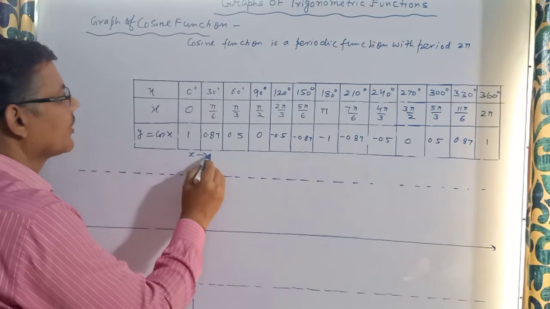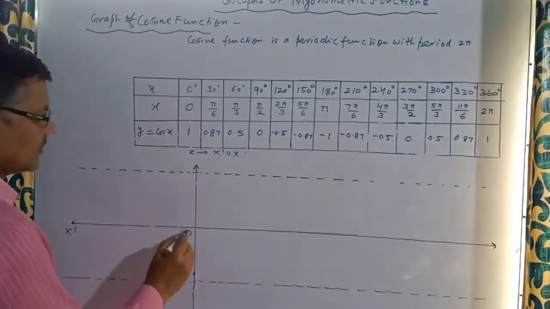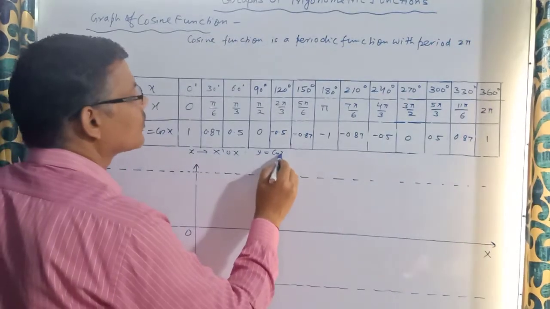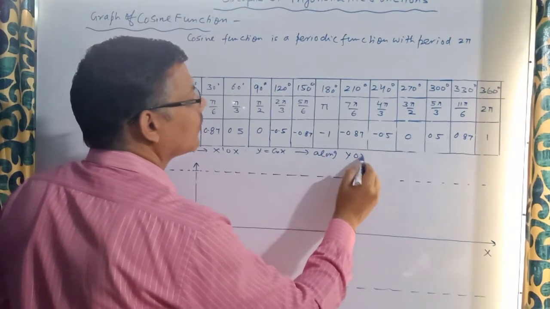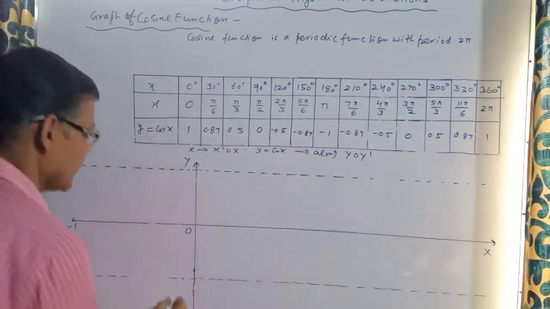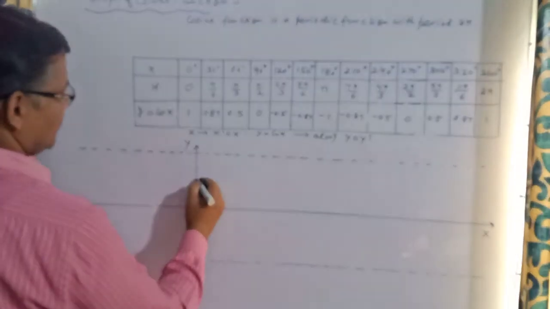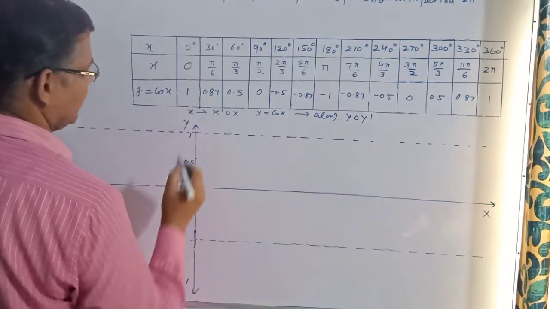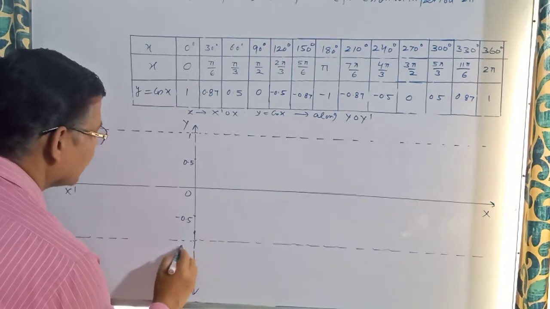Again very easy. Now we are going to plot x along the x-axis, and y equal to cos x along y dash. This is our y-axis. Now take this midpoint, it is 0, so it is 0.5, 1 centimeter, and it is 1. This midpoint is minus 0.5 and it is minus 1.